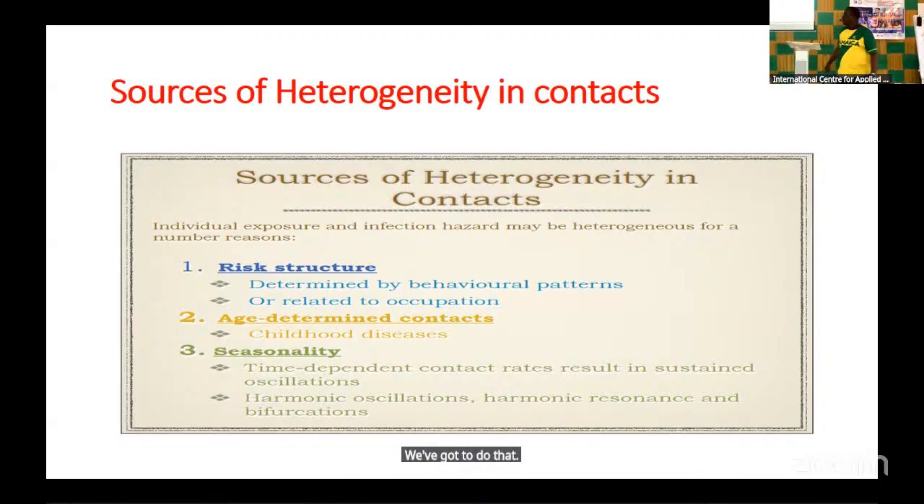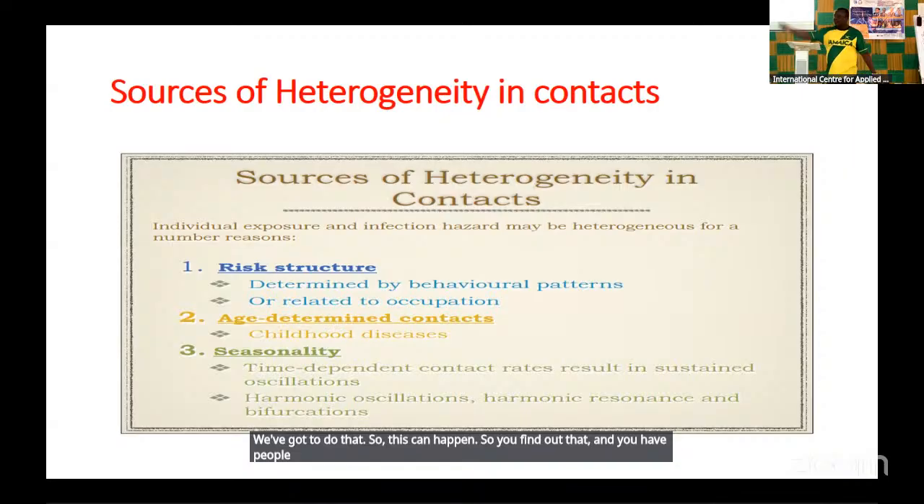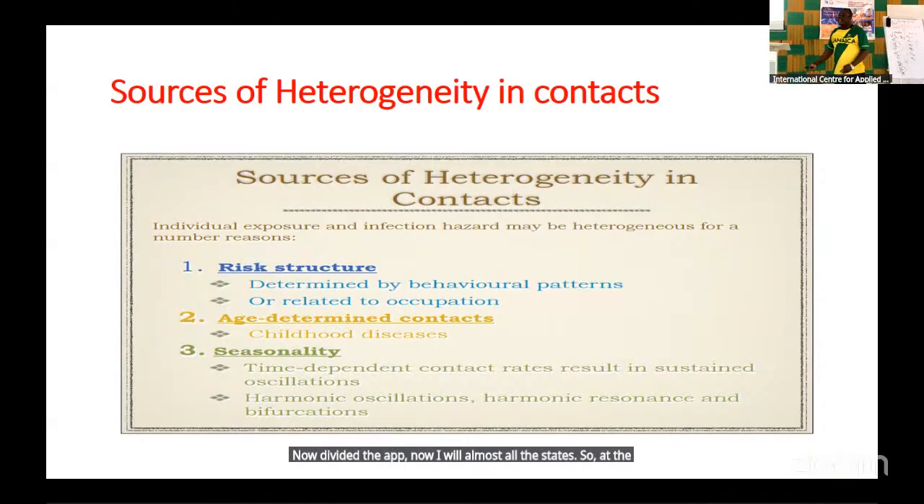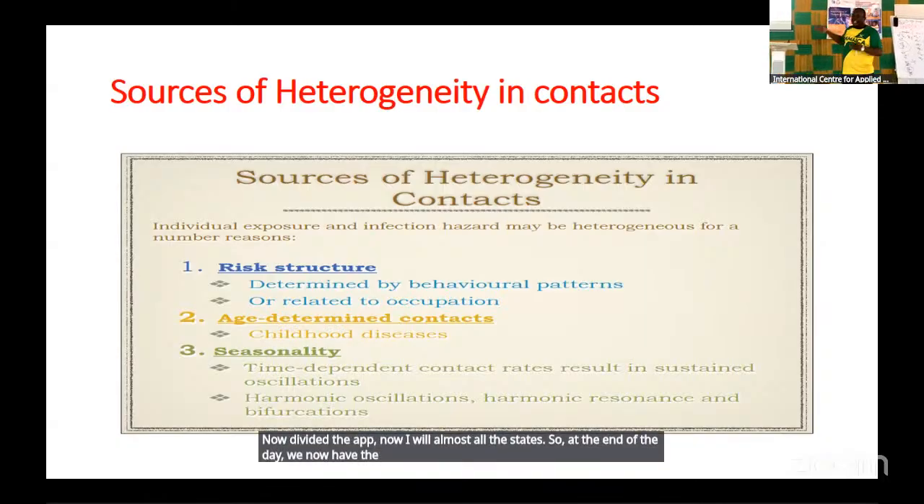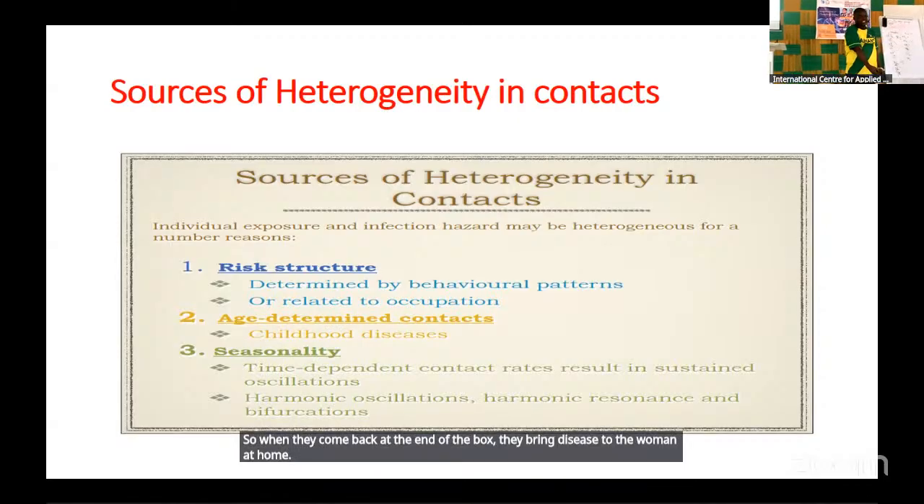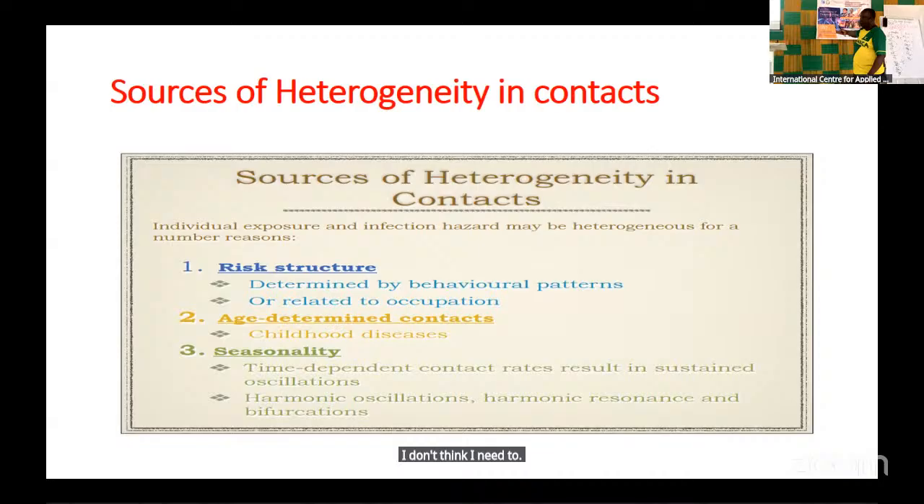So this can happen. You find out that you have people, especially those who are driving, like all these trailer drivers. In all the states in Nigeria, they have wives. So if they are in a state today, they have a wife there, almost in all the states. At the end of the day, they also have the real wife they married. So when they come back at the end of the month, they bring disease to the woman at home, and she doesn't do anything like those other ones.